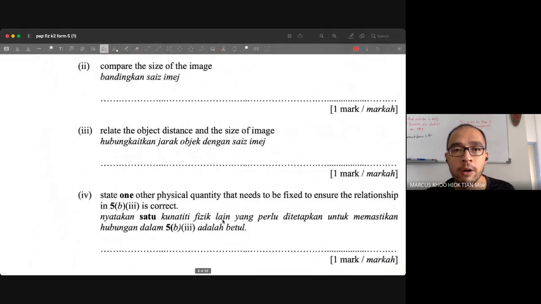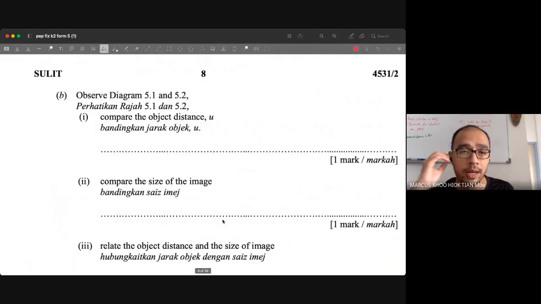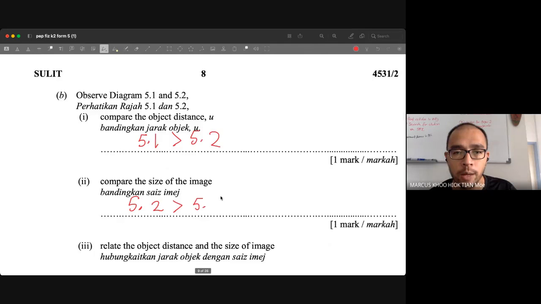Saya akan tulis jawapan versi pendek, tetapi you should actually be writing full sentence. It should be: the U in 5.1 is more than 5.2. The size of the image in 5.2 is more than 5.1. Saya tidak mau komen pasal ini. Saya sudah banyak kali cakap, I don't allow you to answer like this. Saya hanya tulis ini sebab saya hanya mau bagi jawapan. You should be answering in full sentence.